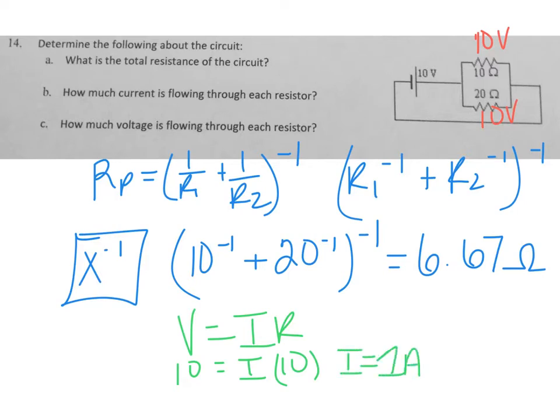And then for the other one, it would be 10 volts equals current times 20, which is going to equal 0.5 amps. All right, so this top resistor is going to have 1 amp of current, and the bottom one is going to have 0.5 amps. All right, so that's pretty simple.